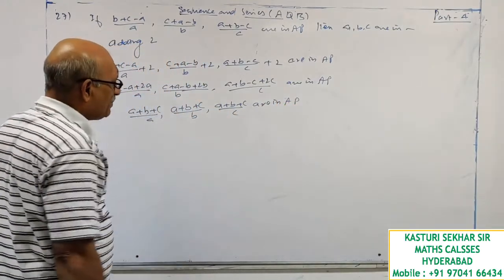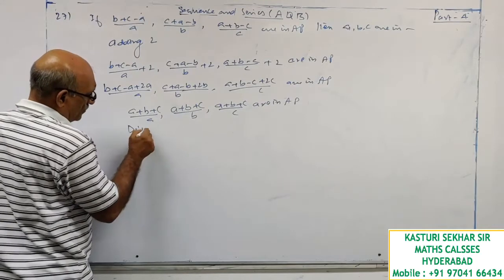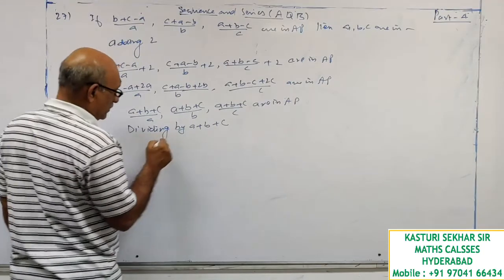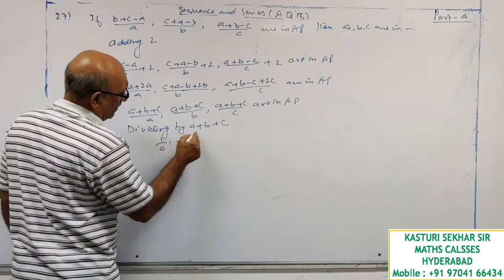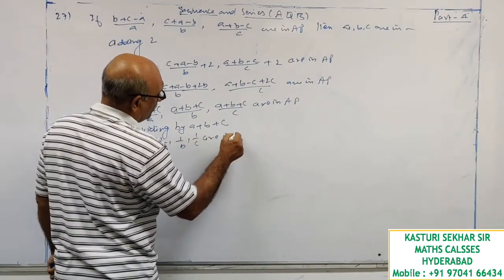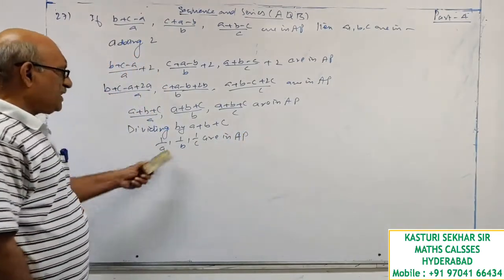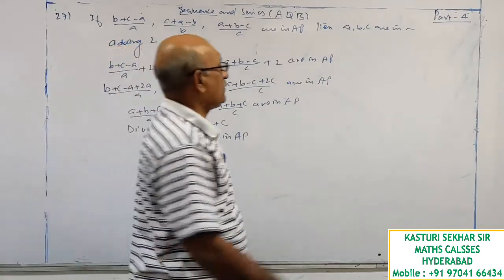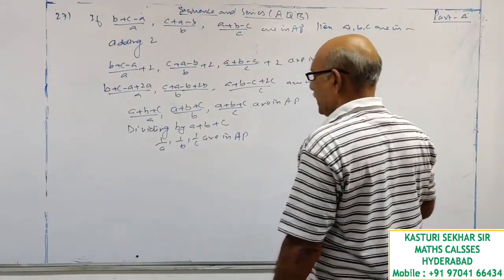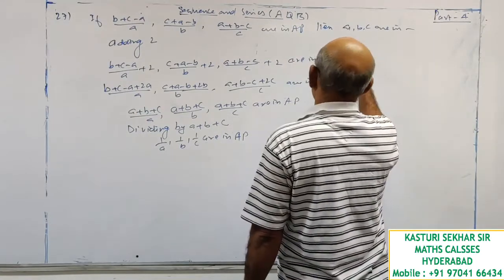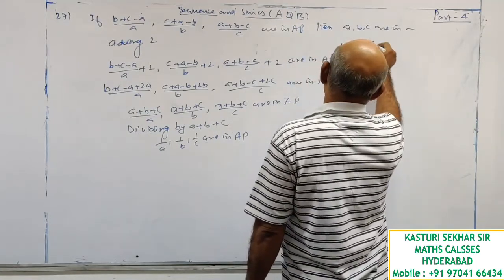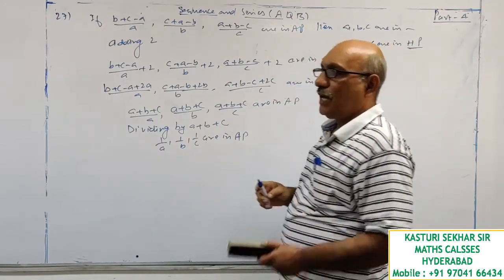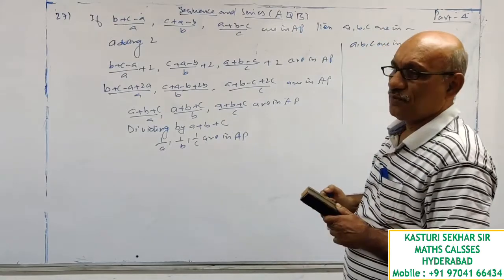You can cancel a+b+c. Dividing by a+b+c, you will get 1/a, 1/b, 1/c are in AP. When 3 numbers are in AP, their reciprocals are in harmonic progression. Therefore, a, b, c are in harmonic progression.